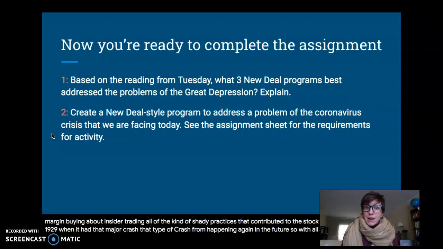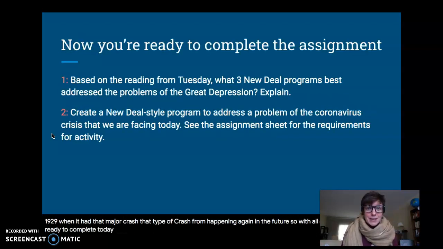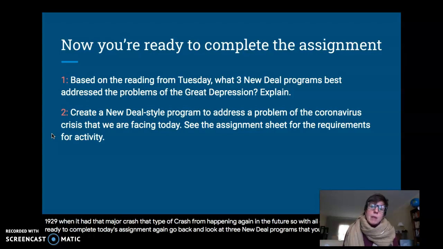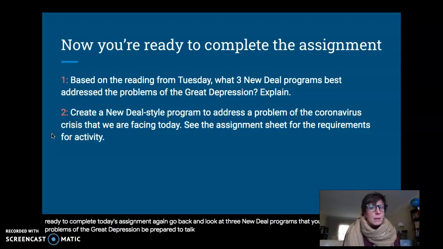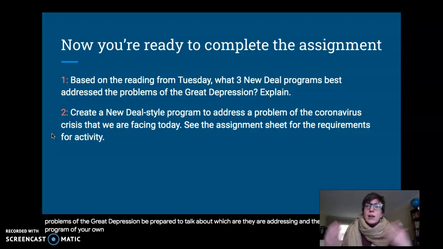So with all of that in mind, you are now ready to complete today's assignment. Again, go back and look at 3 New Deal programs that you think best address the problems of the Great Depression. Be prepared to talk about which they are addressing, and then create a New Deal style program of your own to try to help us deal with our current crisis of the coronavirus.